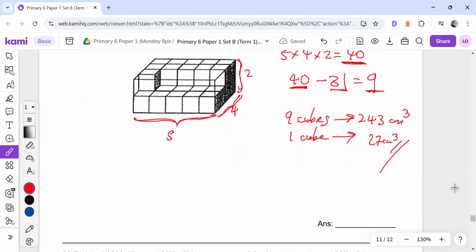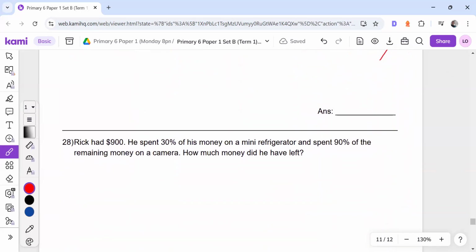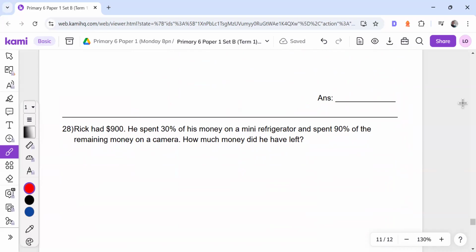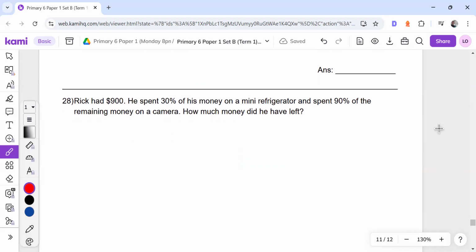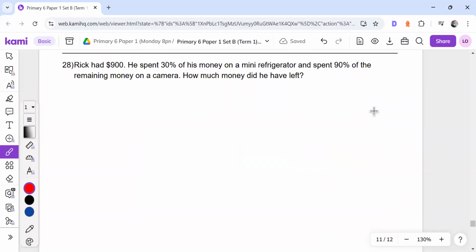Okay, let's go to question number 28. Eyes big, ears big, because I think there could be quite a lot of you who make a mistake for this. So what's the answer? The answer is $63. Anyone got mistake? Can you raise your hand if you have a mistake so Mr. can see? No? Okay, all right.